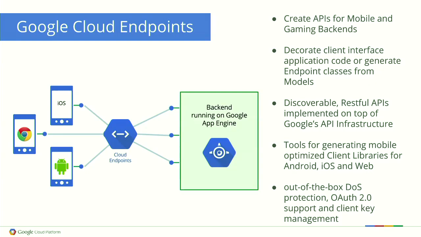Basically, there are two approaches to doing this that we're going to talk about. You can take your existing client interface application code, which may be part of a web application that you already have, and decorate it by adding annotations. We have an example coming up. That will instruct App Engine and the underlying Cloud Endpoints runtime that you want to expose this method as an API call. It's very, very simple.